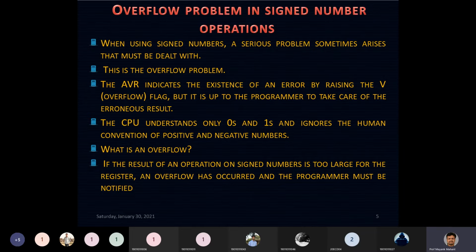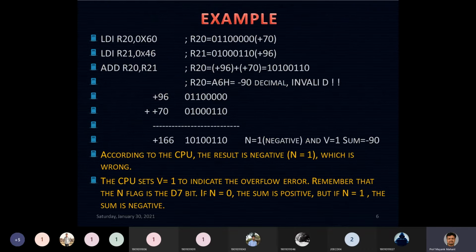So what is overflow? Already we have discussed it. If the result of an operation on signed numbers is too large for the register, an overflow has occurred and the program must be notified. So if I am adding two signed 8-bit numbers, and the sum of these two operands is greater than what can be accommodated in the 8 bits, then there would be a problem of overflow. In simple words, we can say that if a carry is propagated from D6 to D7, that is the problem of an overflow.